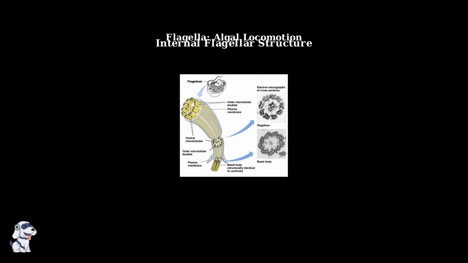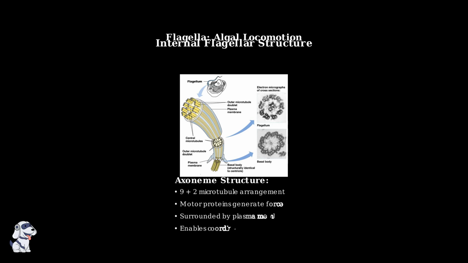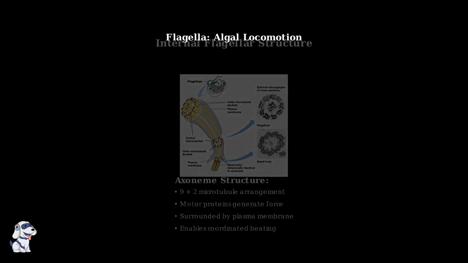The internal structure of flagella is remarkably complex and highly organized. At the core is the axoneme, which contains a precise arrangement of microtubules that enable the coordinated beating motion. The axoneme follows a 9+2 arrangement. 9 pairs of microtubules surround 2 central microtubules. This structure is surrounded by the plasma membrane and contains motor proteins that generate the bending forces for movement.